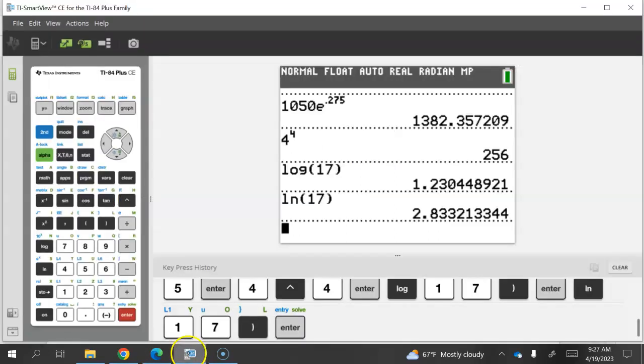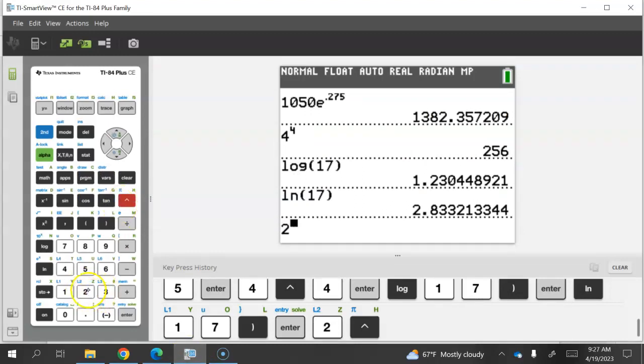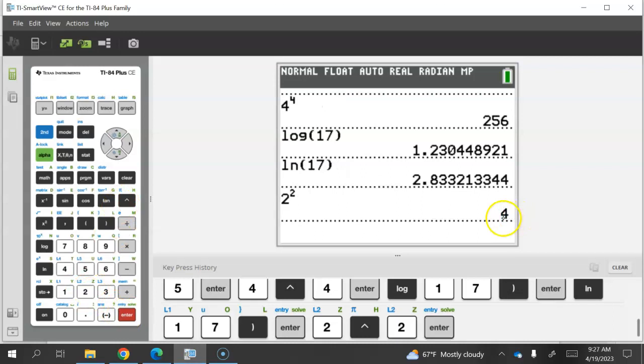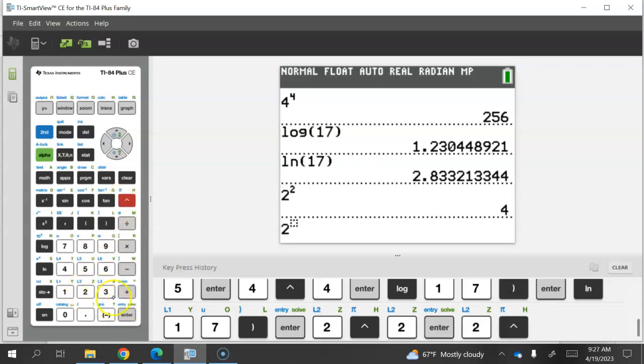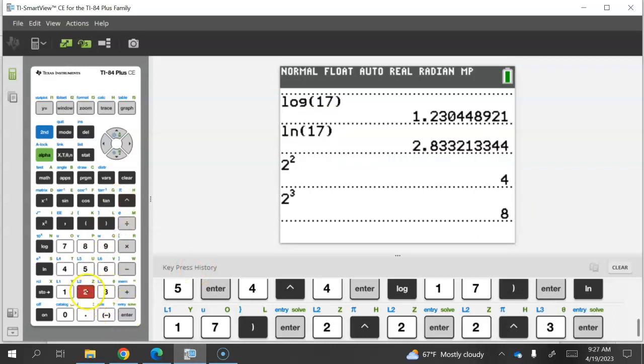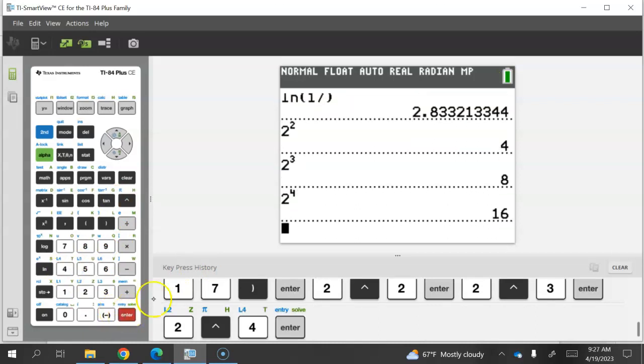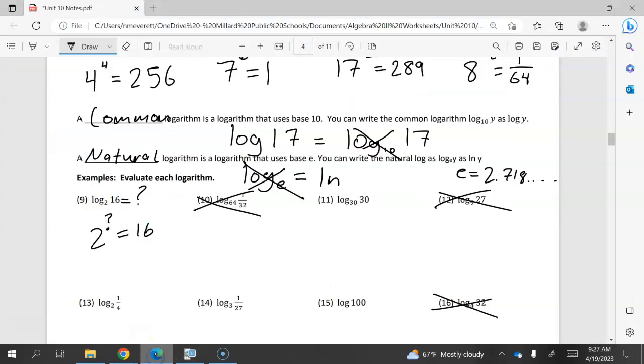And again, that's kind of where you do a little bit of guess and check. 2 to the, hey, maybe 2 to the second. No, that's not 16. What about 2 to the third? No, that's not 16. What about 2 to the fourth? That's 16. So since the exponent to get from 2 to 16 is 4, log base 2 of 16 is going to be equal to 4.